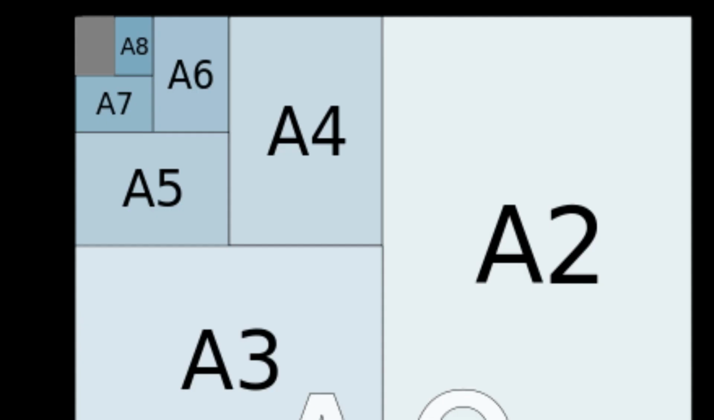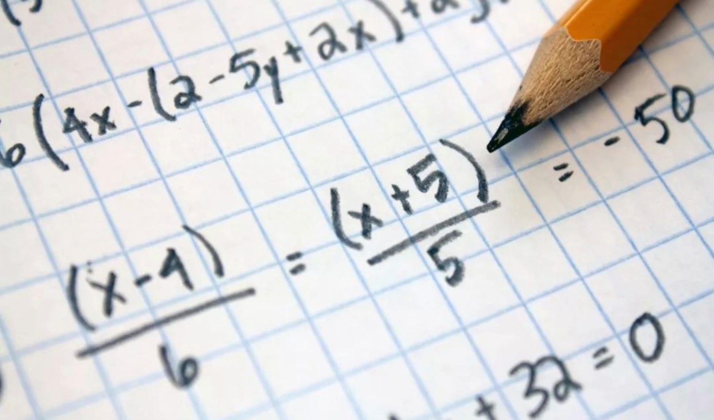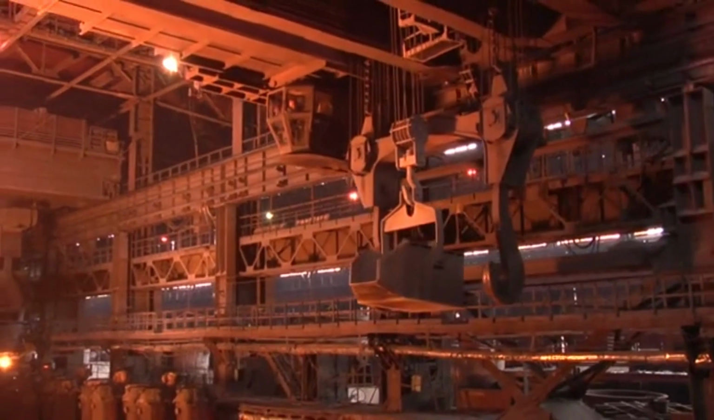Have you ever wondered why it has these particular dimensions? You might think it's arbitrary, but that's far from the case. The dimensions of A4 paper set the standard for much of modern printing, from book sizes to printer dimensions. Global standards are key here.